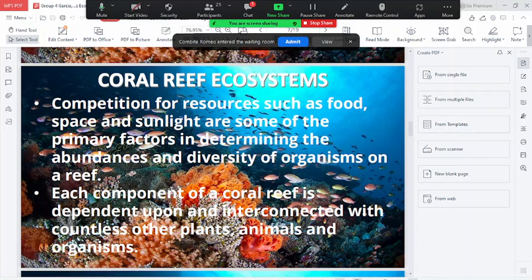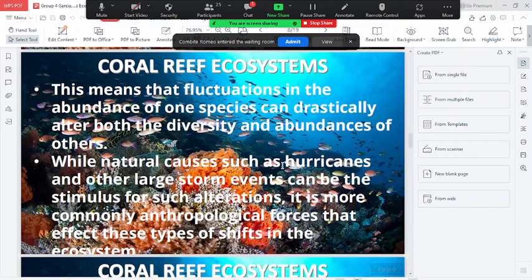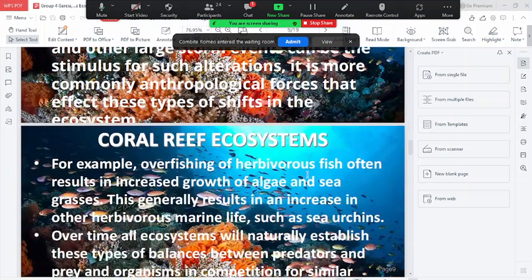Each component of a coral reef is dependent upon and interconnected with countless other plants, animals, and organisms. This means that fluctuations in the abundance of one species can drastically alter both the diversity and abundance of others. While natural causes such as hurricanes and other large storm events can be the stimulus for such alterations, it is more commonly anthropological forces that affect these types of shifts in the ecosystem.